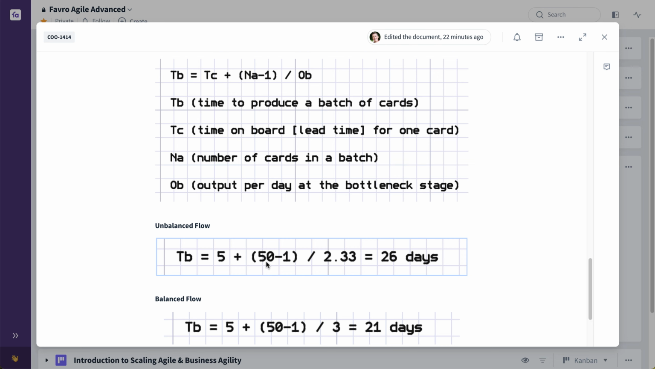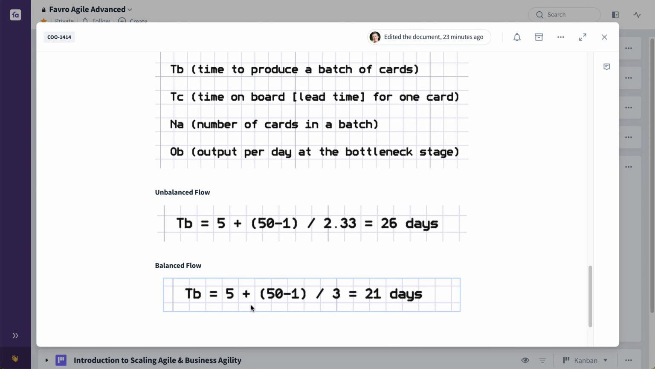plus the 50, which is our batch size, minus 1, divided by our throughput or output per day at the bottleneck stage, which was in the unbalanced flow 2.33, equals 26 days. So it's going to take 26 days to produce that batch of 50 art assets. With the balanced flow, if we plug in the numbers, we have the lead time to produce one art asset is 5 days, plus that same batch size of 50 minus 1, divided by now 3 with the balanced flow, which is now the throughput of 3D modeling since we've removed that bottleneck, equals 21 days.